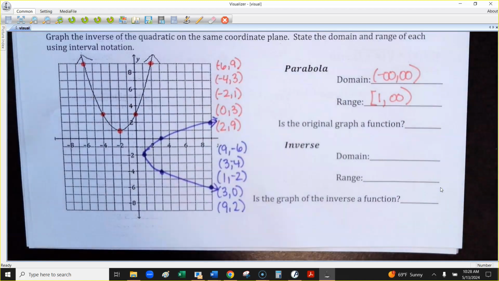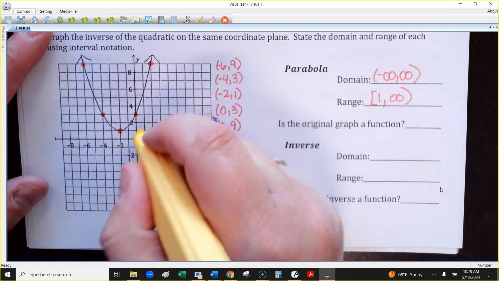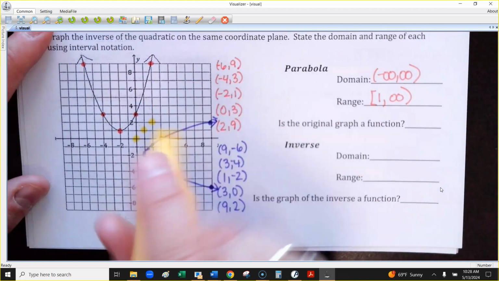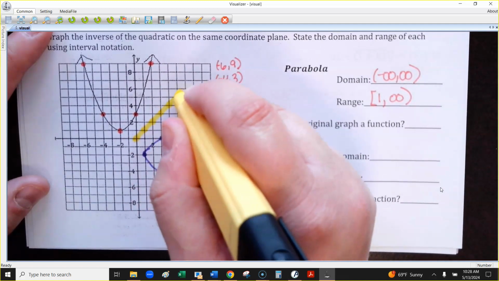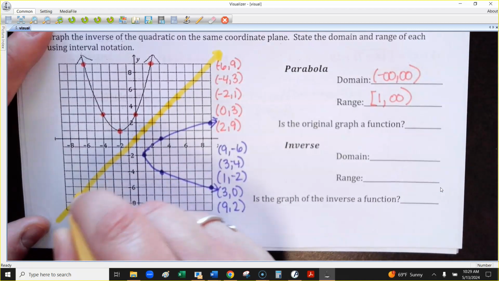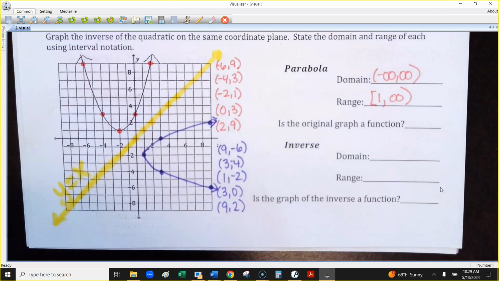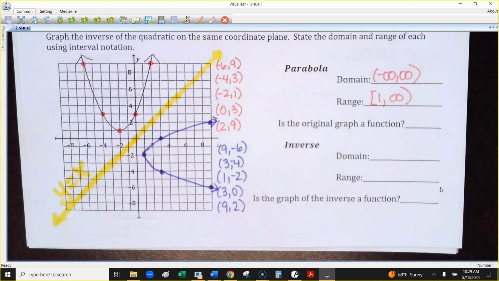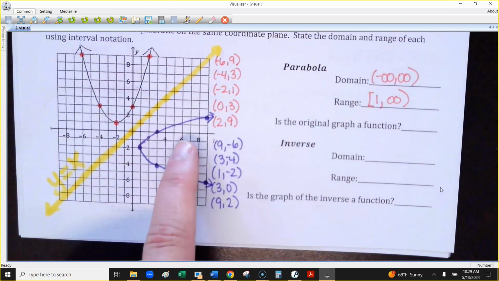Anytime you have inverses, they're a reflection over the line y equals x, which would just start at 0, 0 and go up 1 over 1. It's like a perfect diagonal right through the graph here. So I'm just graphing y equals x. They should be a reflection. If I drew this perfectly and folded that graph in half on that diagonal line, those two parabolas would match up. It's just that this is a parabola, and this, I don't know if you guys know this, is a square root.